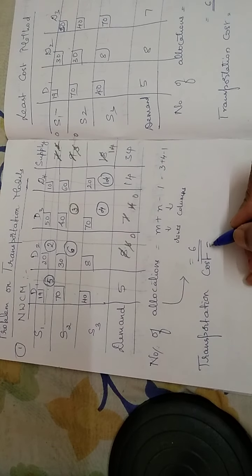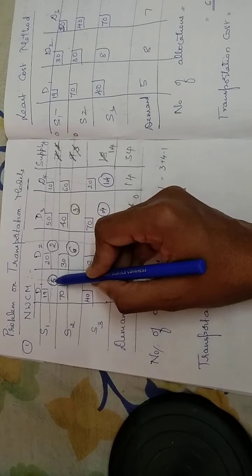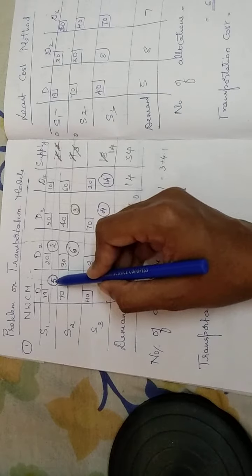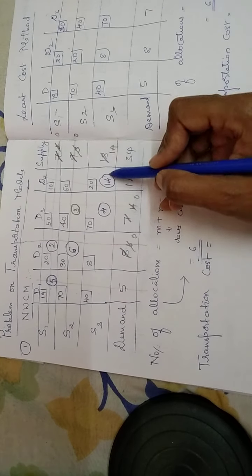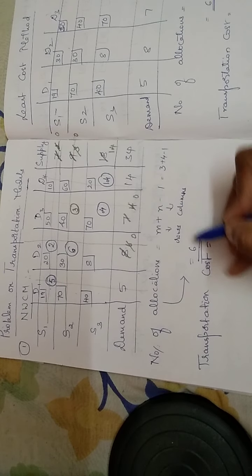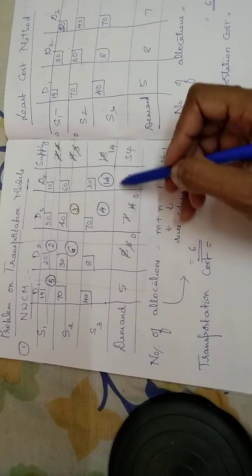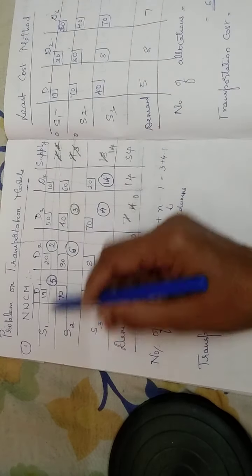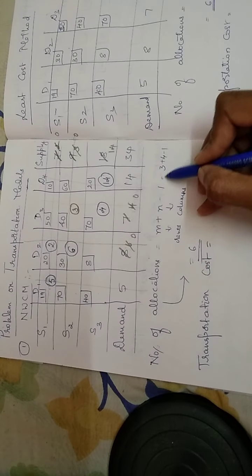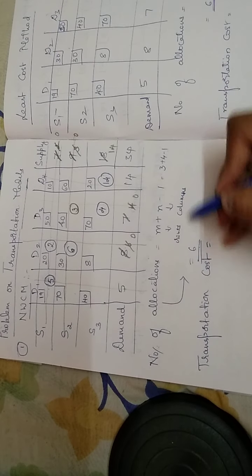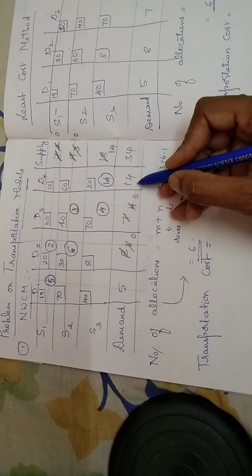allocations. Now, if you observe here, the number of allocations will be 6: 1, 2, 3, 4, 5 and 6. So 6 is the number of allocations. So m plus n minus 1. So 4 columns, 3 rows, right? So 3 plus 4 minus 1, so 6 allocations should be there. So we have 6 allocations.